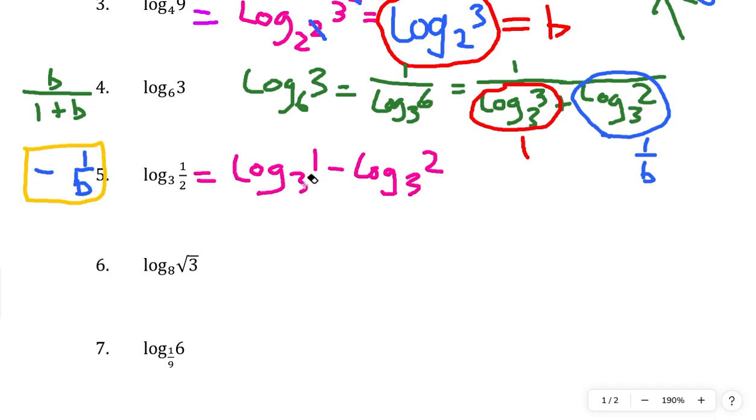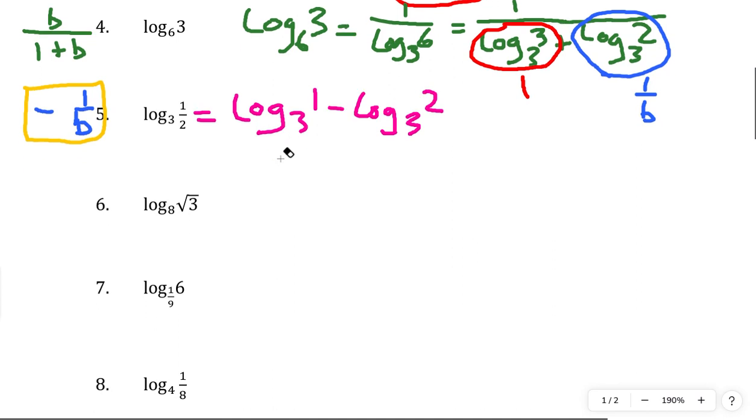More? We have time for more. We're on a roll. So is 1 minus 1 over b? It's just minus 1 over b. It was 0 minus 1 over b, but I don't care about 0. Number 6.